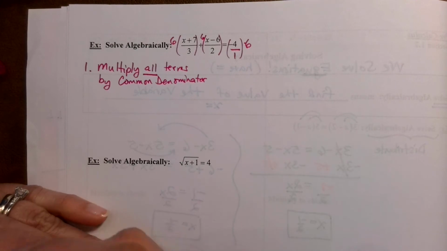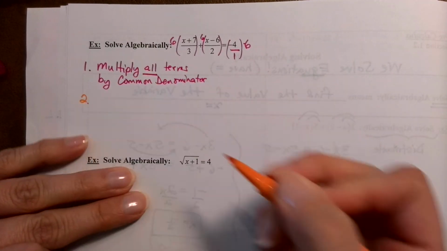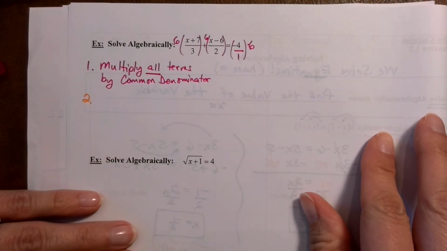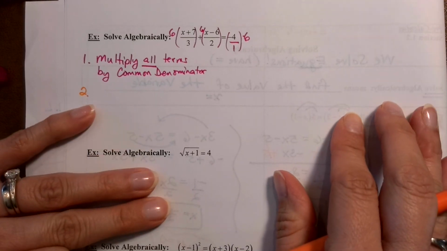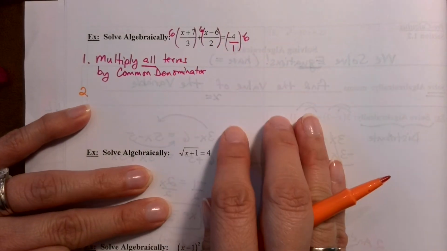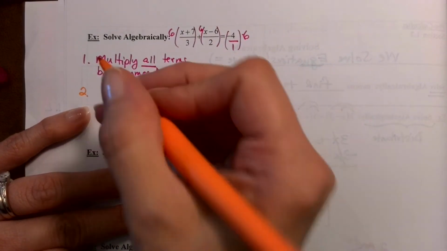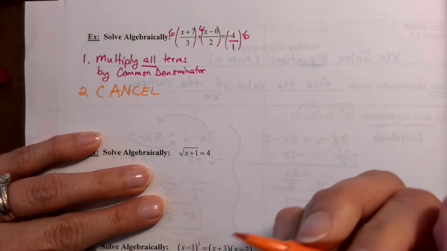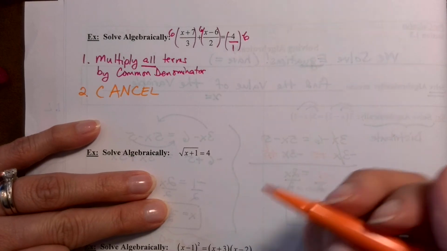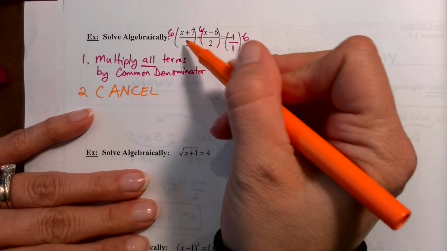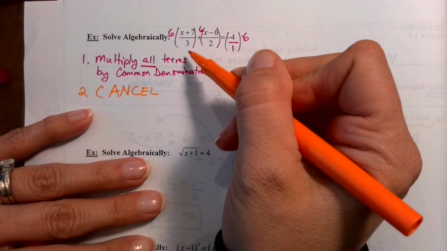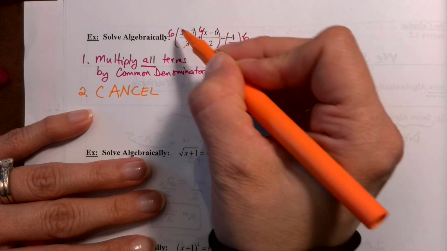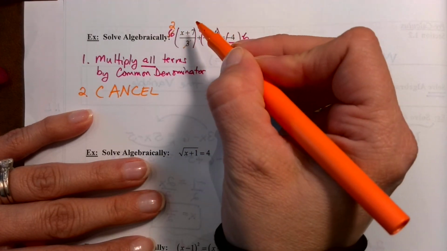Now the second step. Sometimes this is the step people forget to do and they make the problem harder. I'm not going to multiply. I'm going to cancel. Wait a minute, 6 and 3. Can those cancel? Yes, 6 divided by 3 makes a 2.